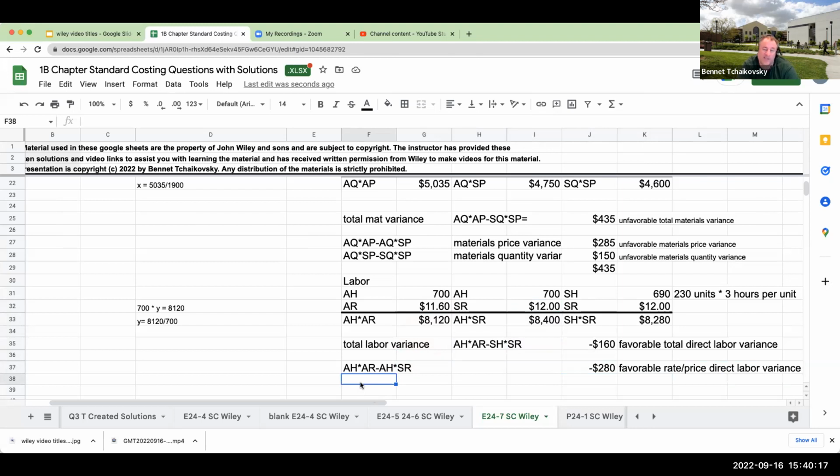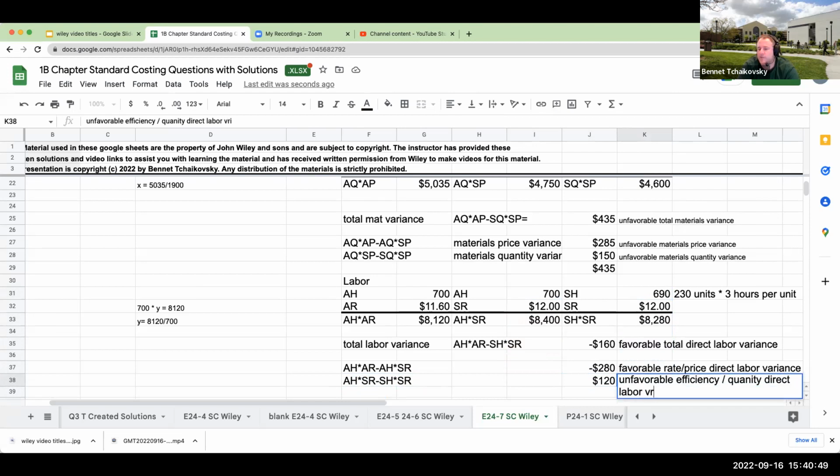Now, the next one over here is going to be my efficiency or quantity variance. So this is going to be my actual hours times the standard rate minus the standard hours times the standard rate. This one here is going to be 8,400 minus 8,280. Because I spent more hours than I should have, I spent 700 instead of 690, this is going to be an unfavorable efficiency/quantity direct labor variance. I'm focusing on the hours, right? Because my standard rate is being held constant.